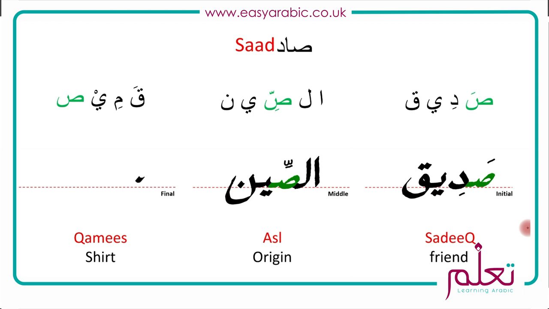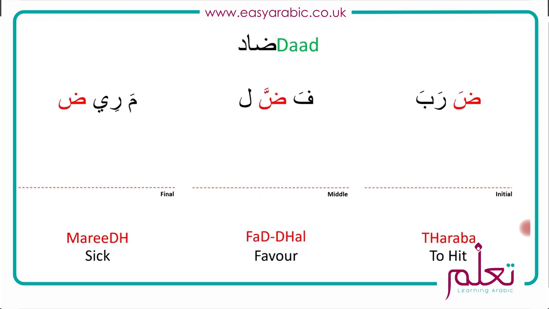Next we have Qamis. So we have Qaf. Then we have the Meem. Then we have the Ya. We have the letter Sad. So that's Qamis. Next we have the letter Dad. So same as the Sad, when you write it, you must write it with the kink in the middle. Then we have the Ra and the Ba. Darb.